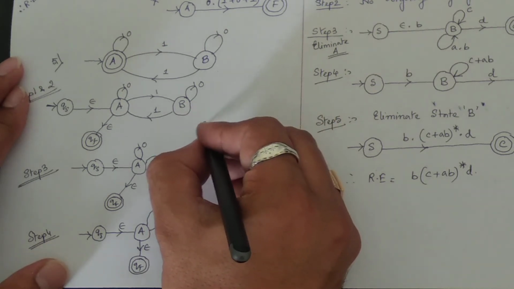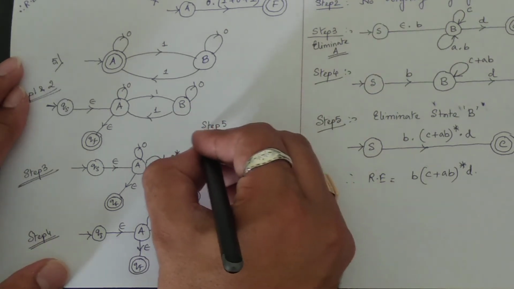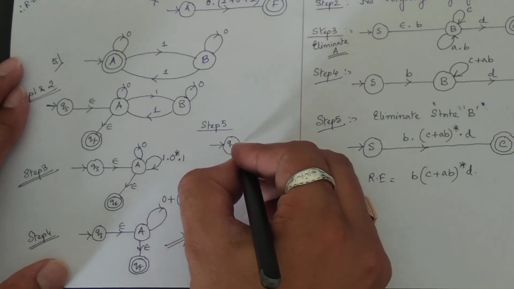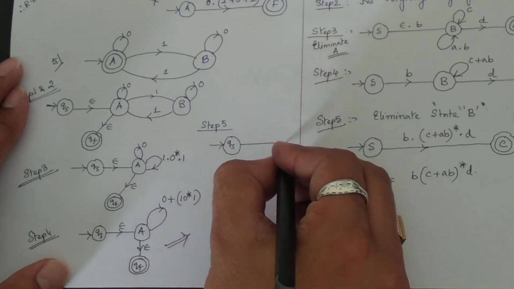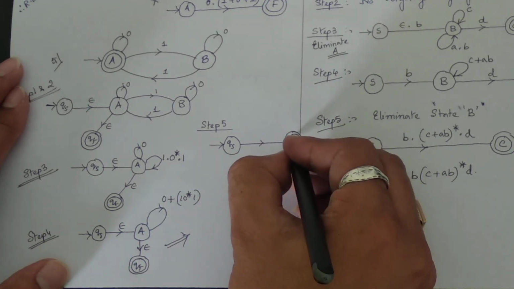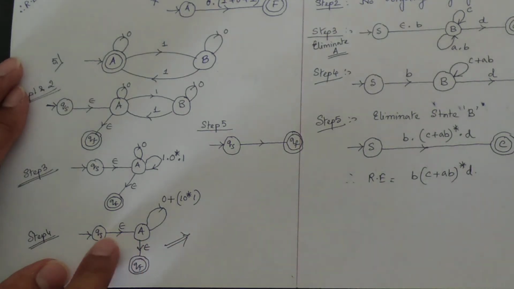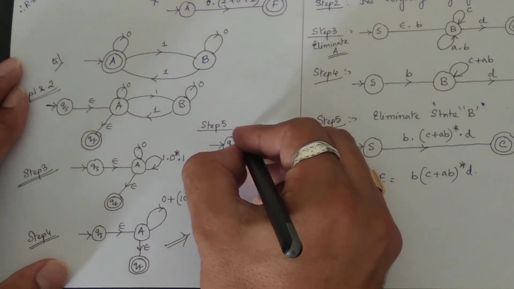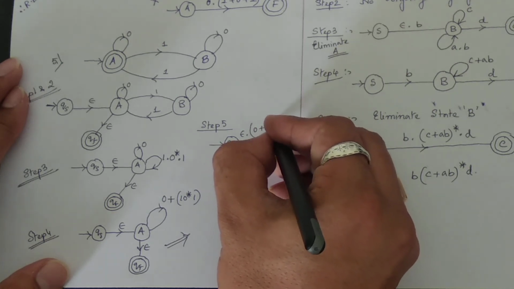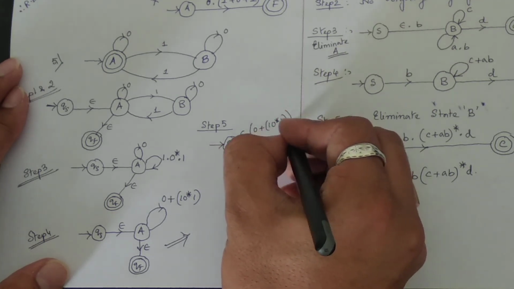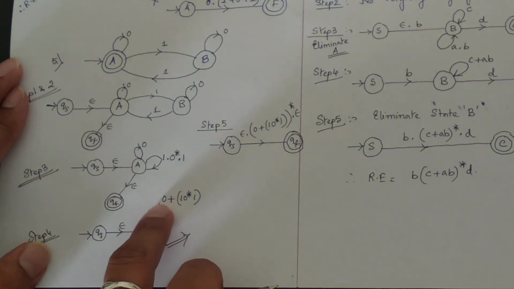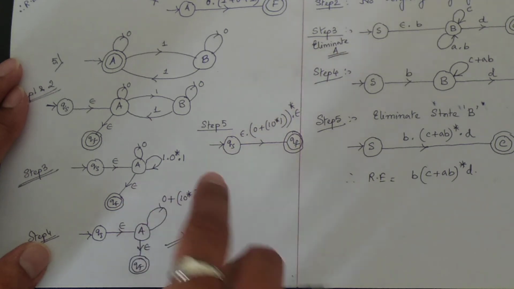In step number 5, what do we have to do? I have to just write down the initial state as QS. From the initial state there will be a transition to the final state. The final state is what? QF. What will be the transition? Epsilon dot (0 plus 1 0 star 1) whole to the power star dot epsilon. Correct? This is a self loop, right? You have to take it as a whole and put an asterisk.